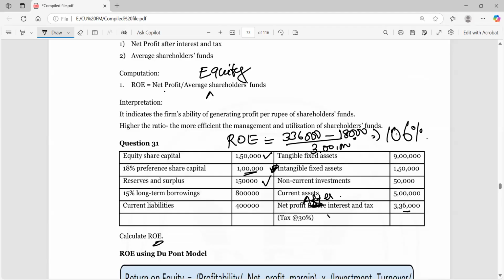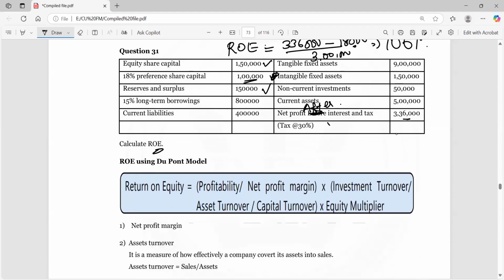Any doubt in this so far? Only equity. The preference dividend is already paid. Then what do they expect apart from that? Everyone done till this point? Clear?